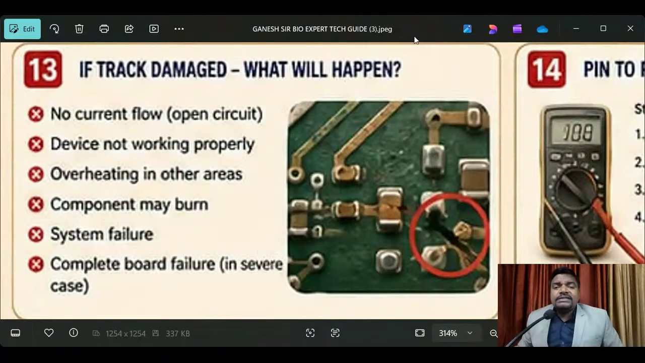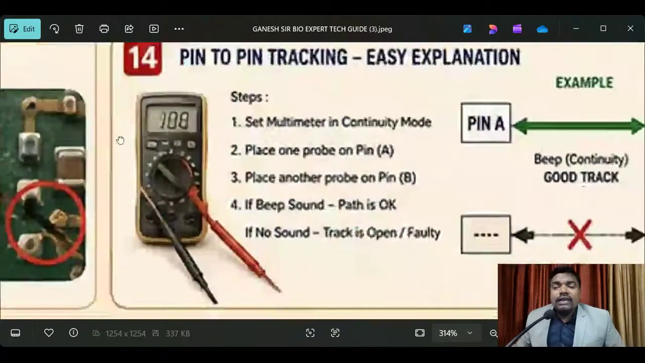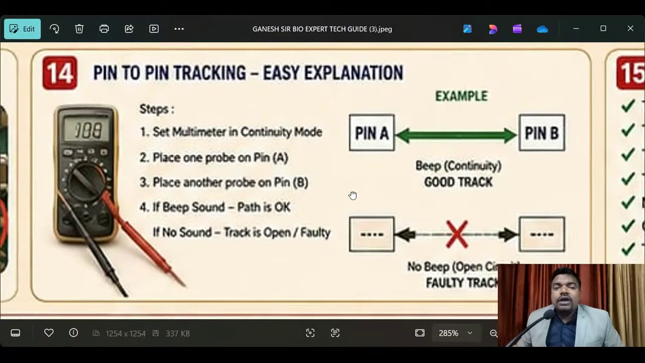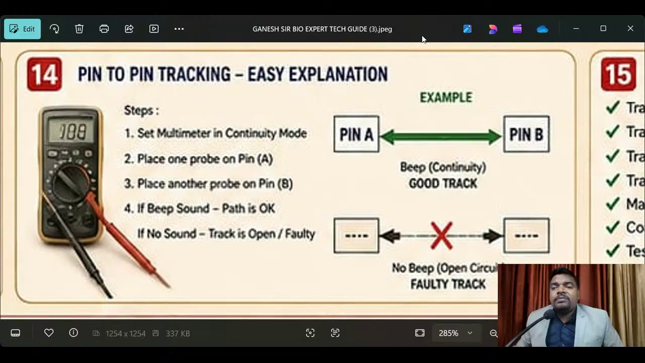Now 13 points I have explained. I hope you got it. Now let me go to the 14th point: pin to pin tracking, an easy explanation. These are important points, challenging points, and demanding points also. Whenever you face this problem, then only you come to know.